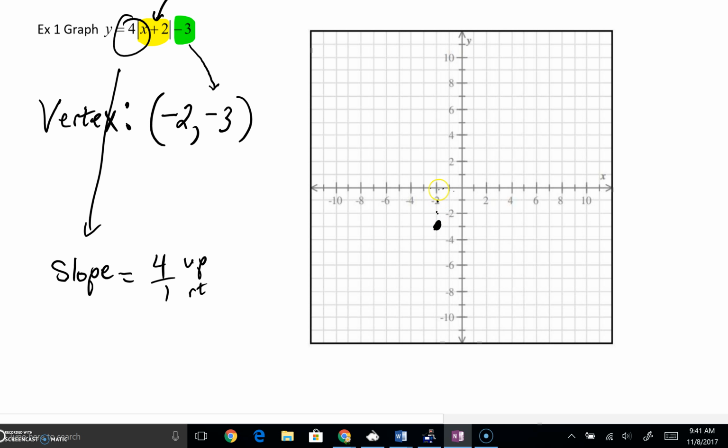I'll go 1, 2, 3, 4 steps up, and go 1 step to the right. Now, by symmetry of these V shapes, you could also go 4 steps up and go 1 step to the left. So that's the only little switch. With your slope, you're going to go rise over run, but then you're also going to reverse direction with your run. Instead of going one step to the right, you'll go one step to the left.